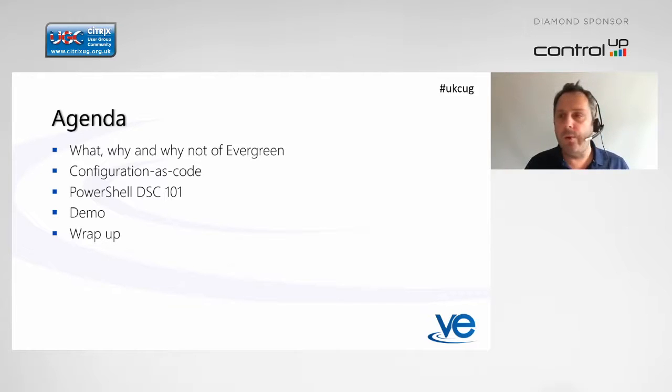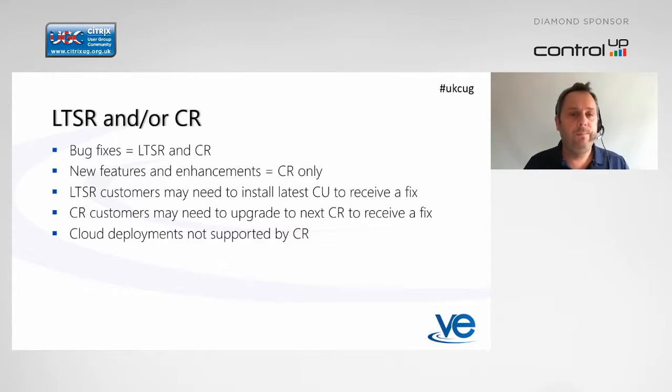Just to clear up a few things from a terminology perspective, what I'm going to mention as we go through the presentation is the definition of LTSR and current release. By Citrix definition, bug fixes are included in both the LTSR and the current release. New features are typically only introduced in the new current releases. So every 3-4 months when there's a new current release, that would include new functionality. Typically, new functionality is not going to be included in the LTSR releases.